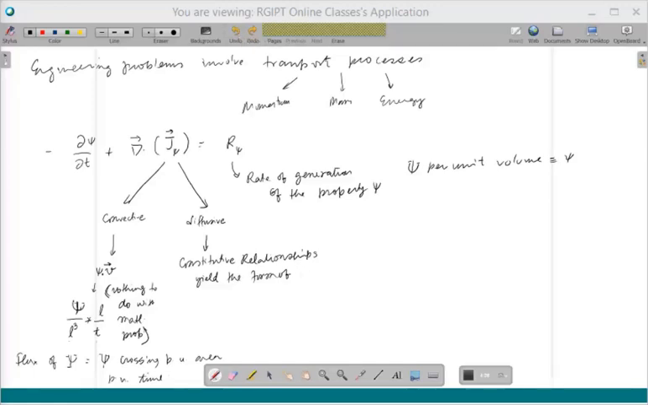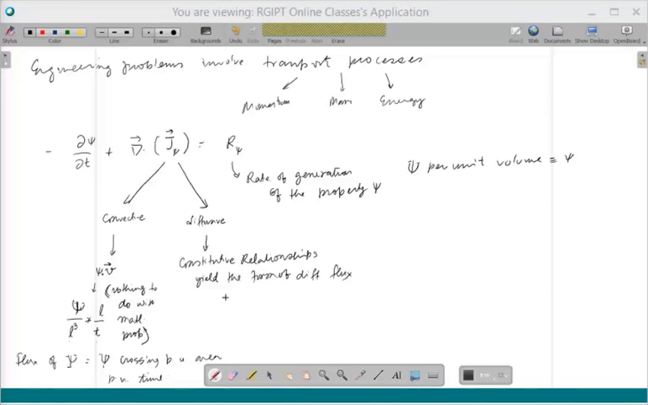Generally speaking, what kind of material property comes into the picture? Diffusivity kind of material property comes into the picture. Every property will try to diffuse away if there is a gradient in that property. And generally speaking, that is given by some kind of concentration gradient multiplied with a constant of proportionality, which is dependent on the material behavior.